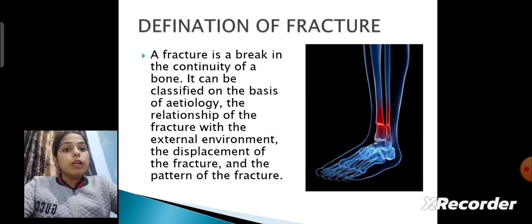So it can be classified on the basis of etiology, also known as causes. Second classification is based on the relationship of the fracture with the external environment. Third classification is based on the displacement of the fracture. And the last classification is based on the pattern of the fracture.